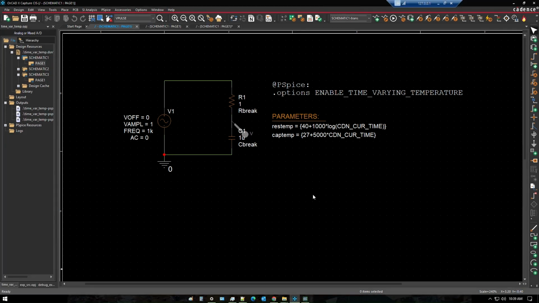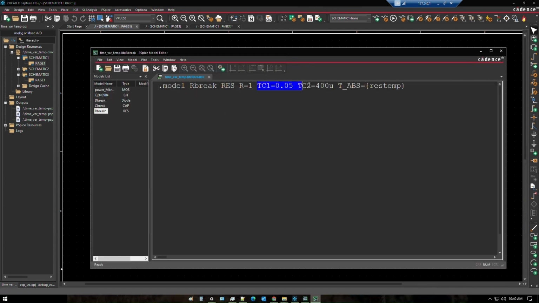Here is an example of a basic RC circuit driven by a sinusoidal source. We have defined a temperature variation using expressions for both the resistor and capacitor as parameters rest temp and cap temp. In the expression, the term CDN curve time is an alias for simulation time. The model definition for both resistor and capacitor has been modified by adding temperature coefficients and absolute temperature.